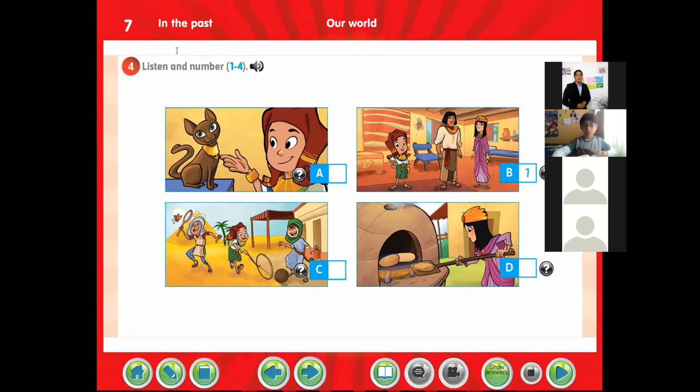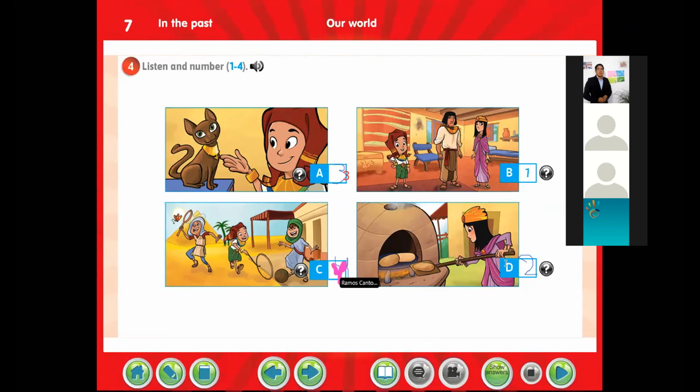Please go to Zoom. Complete these spaces with the correct number. What picture is number two? Oh, very good. Number two is this, no? Good. Number three, very good. And finally, good.